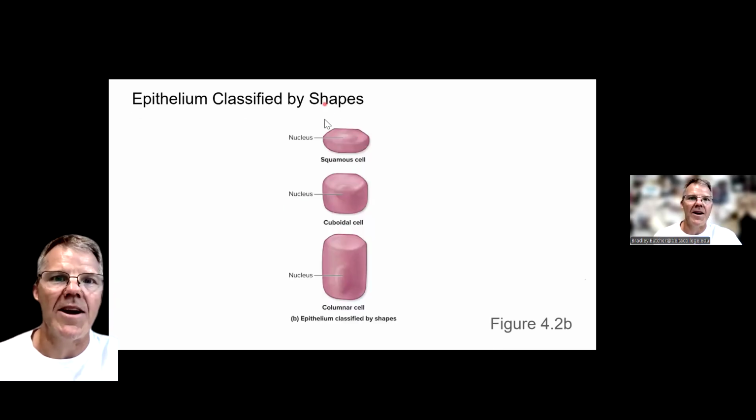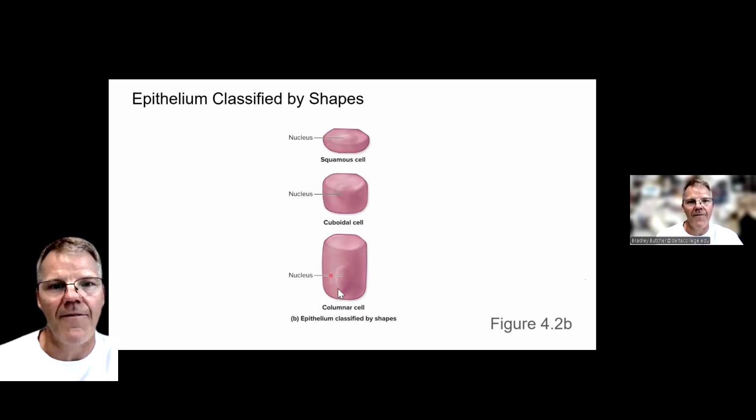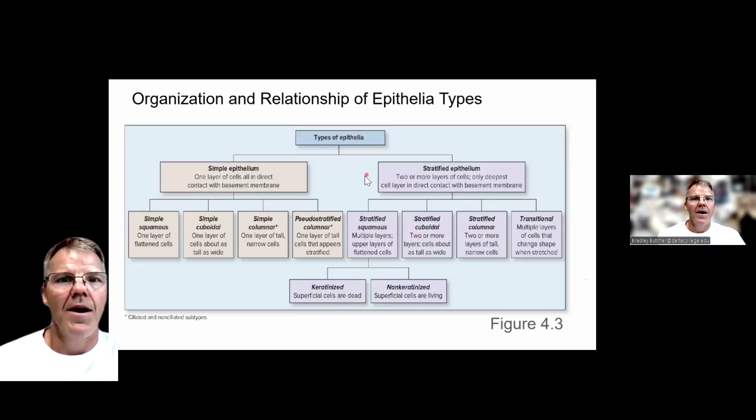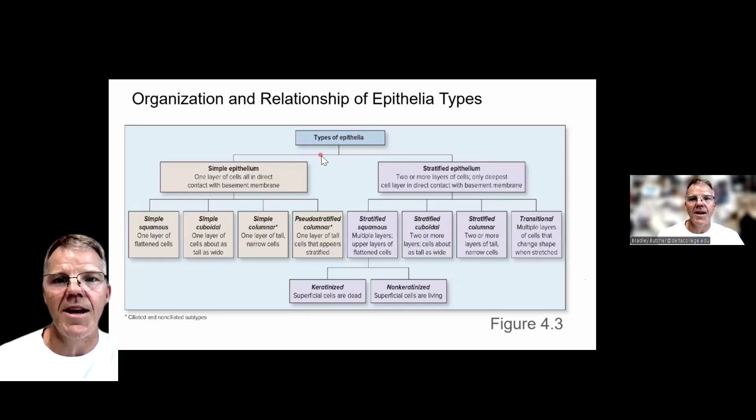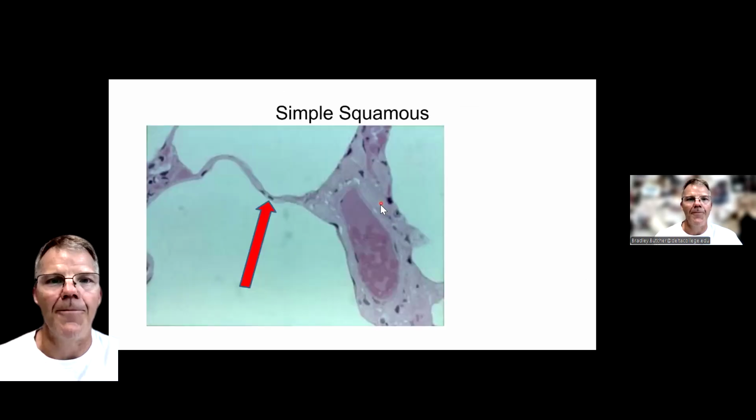Again, we can classify by shape, right? Here's a squamous looking cell all squished, cuboidal, and that columnar. See that football shape looking nucleus in the center there. This is a great flowchart to study and practice with. You talk about the types of epithelial. We talk about simple and stratified, all the shapes. And then there's a few other special types that we'll talk about in a bit.